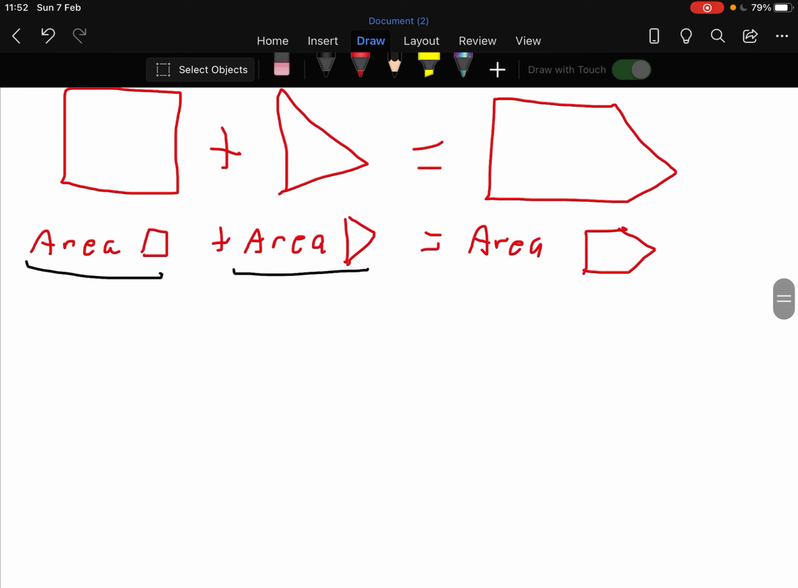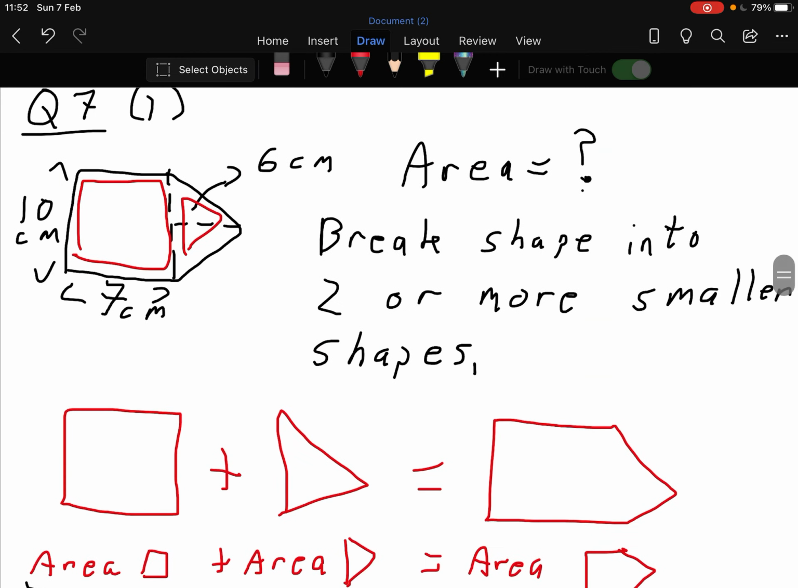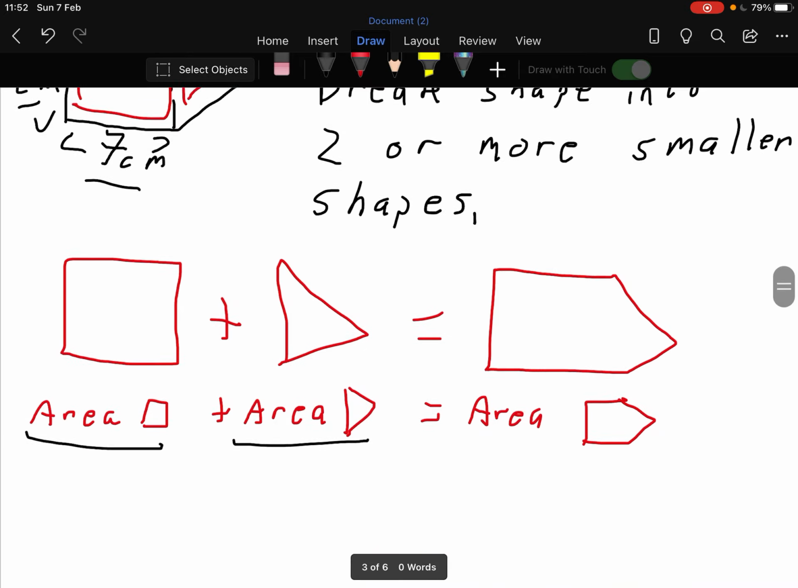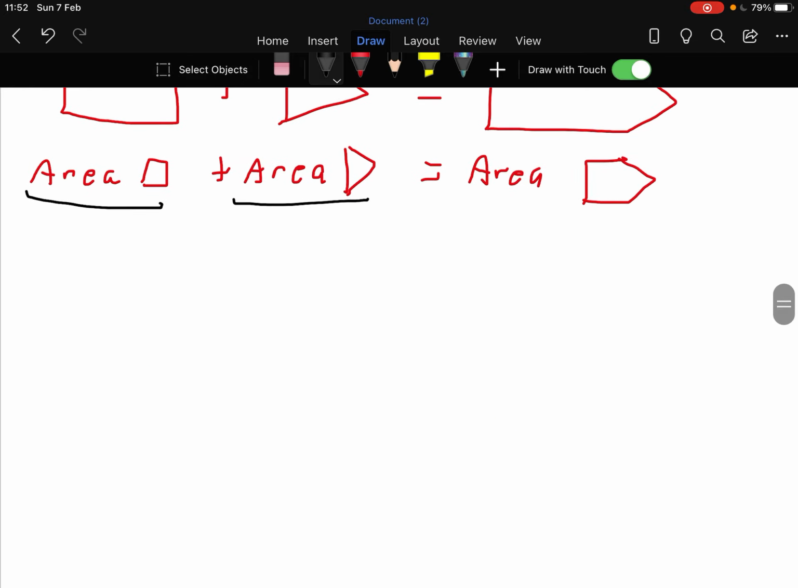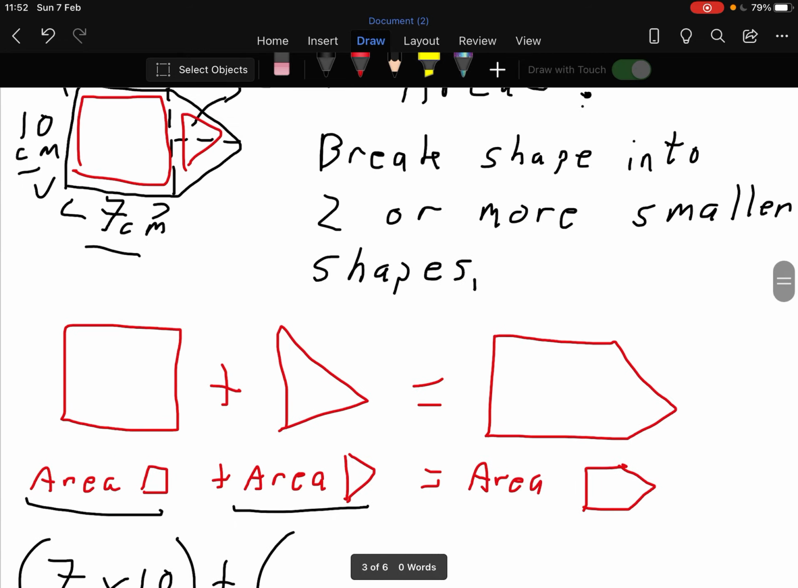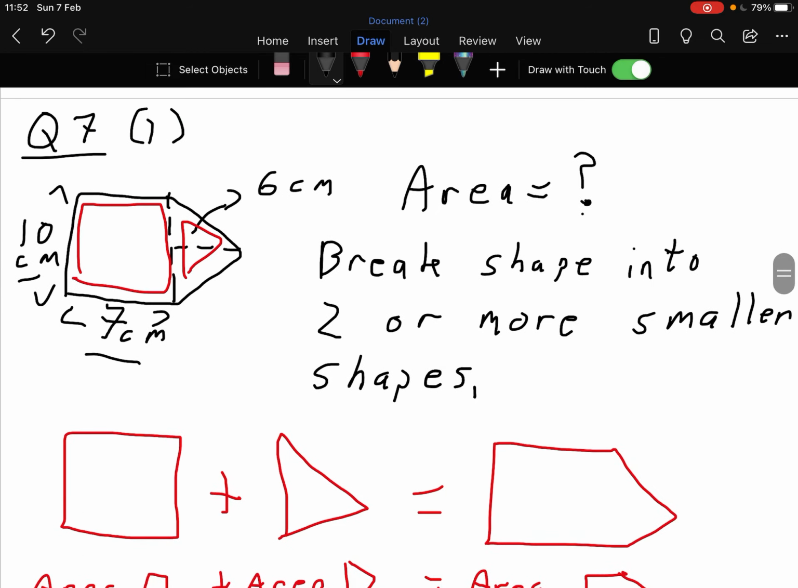So if we look up here, start with the area of our square. What's our square? Our square is simply length by width, which is 10 by 7. So the area of our square, and we put it in brackets, 7 multiplied by 10. There you go. That's the area of our square. Plus, now what's the area of our triangle? Well, look here, what's the base? The base is the same as the square, 10, you see? So that's going to be 10.